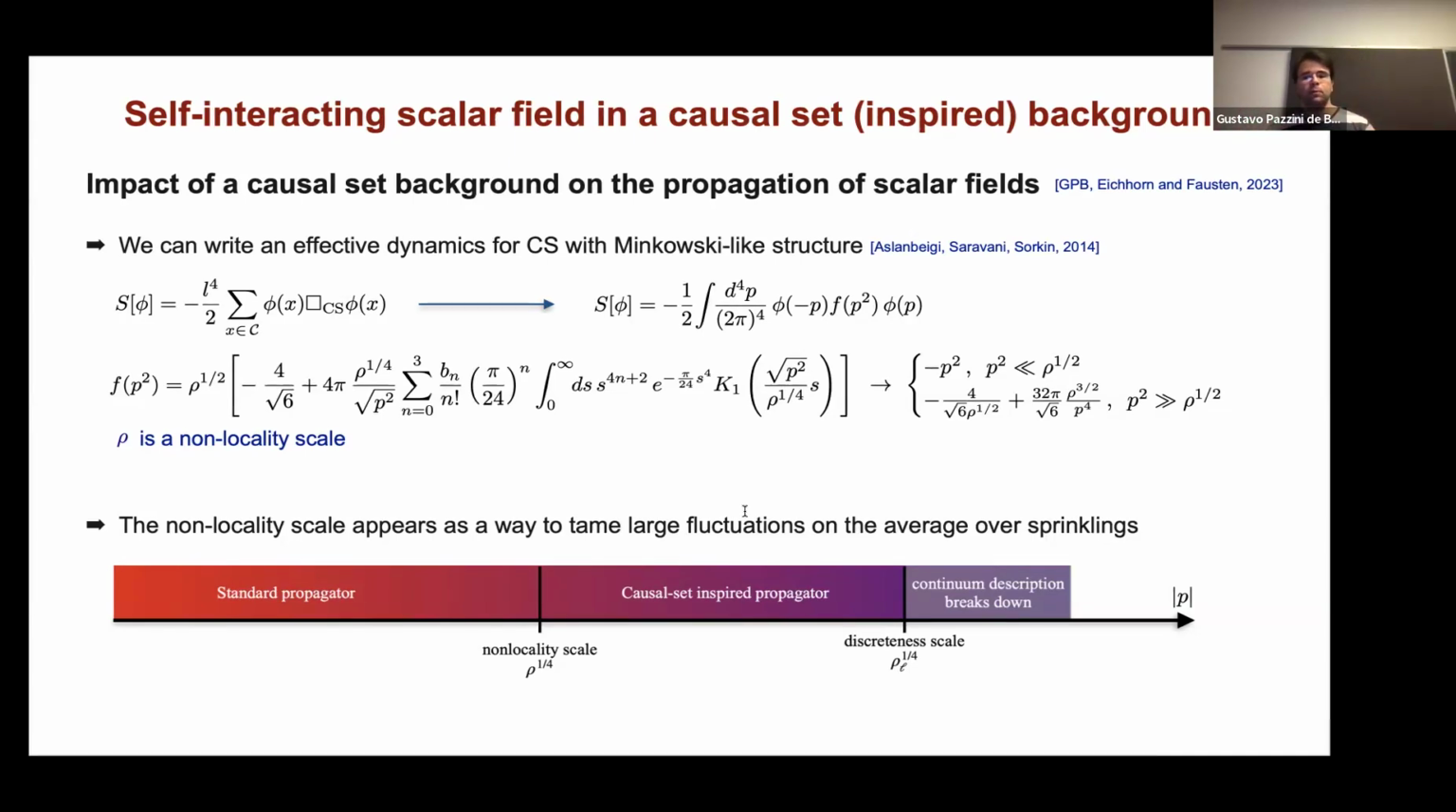So the kind of picture that we have here, if you think about the different scales that we have in our problem, is that below the non-locality scale, essentially we have a quantum field theory with standard propagators.